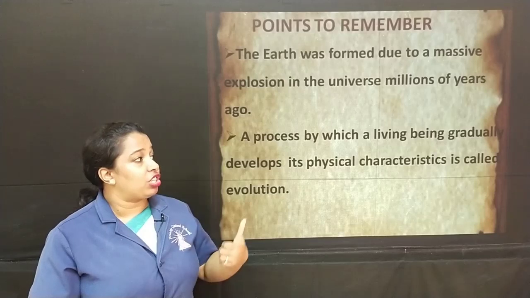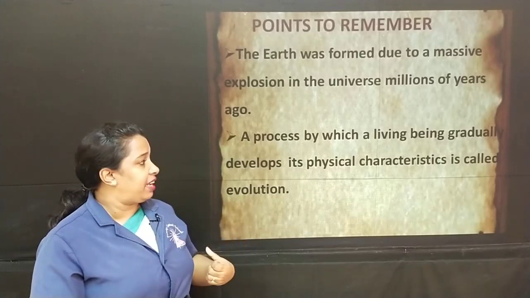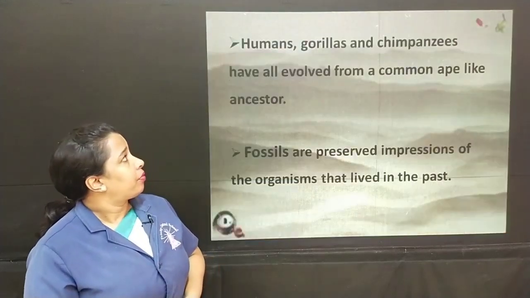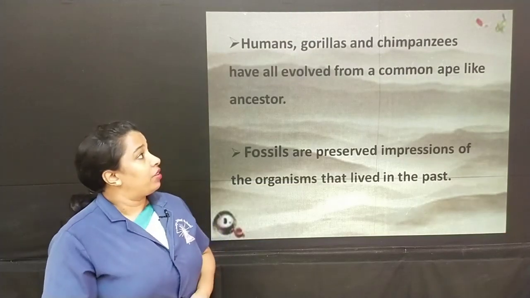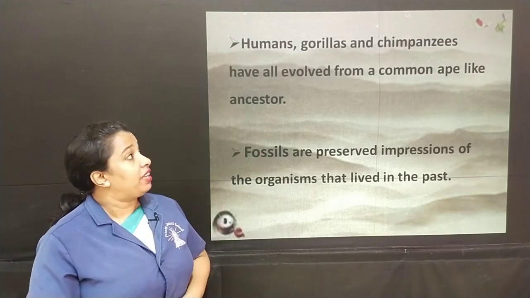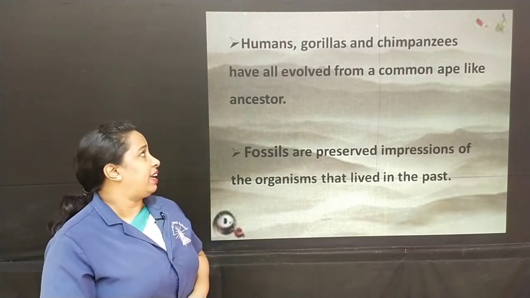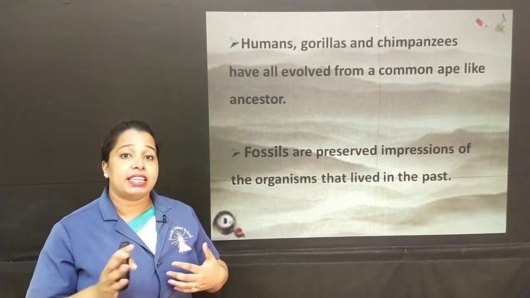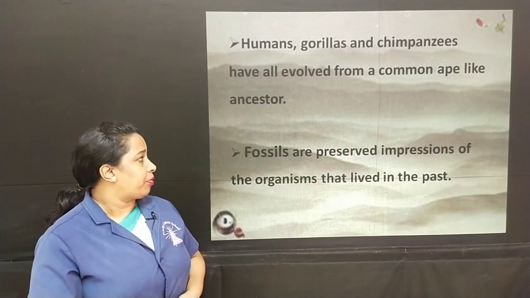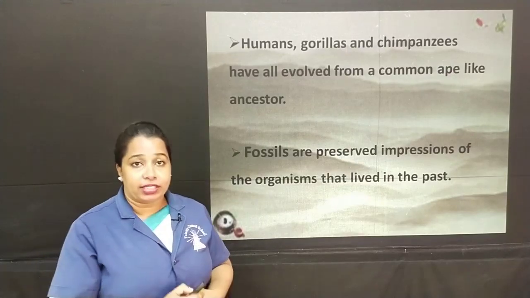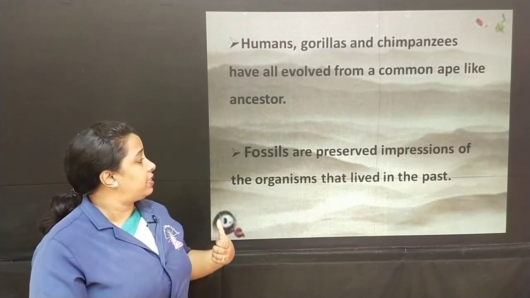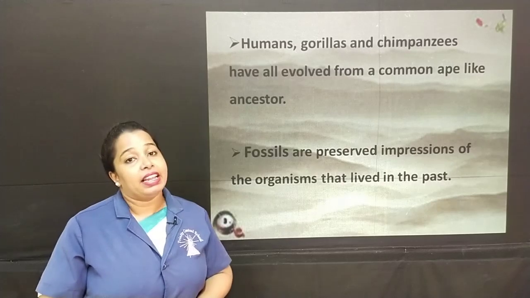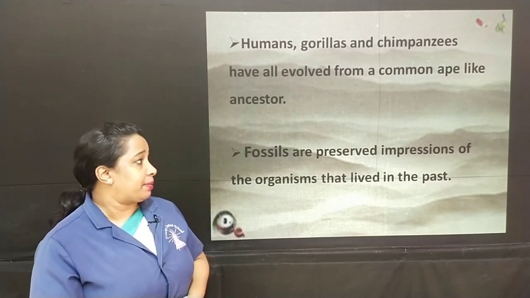The process by which a living being gradually develops its physical characteristics is called evolution. Gorillas and chimpanzees have all evolved from a common ape-like ancestor. The ancestor of humans, the gorillas and chimpanzees is an ape-like ancestor. Fossils. What are fossils? We also learned about fossils in this class. We learned that fossils are preserved impressions of the organisms that lived in the past.